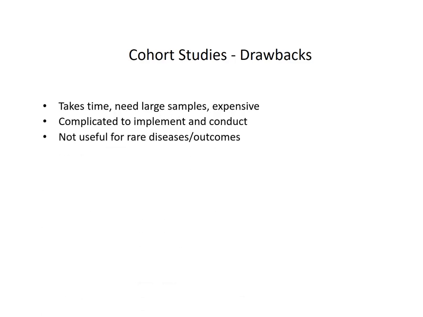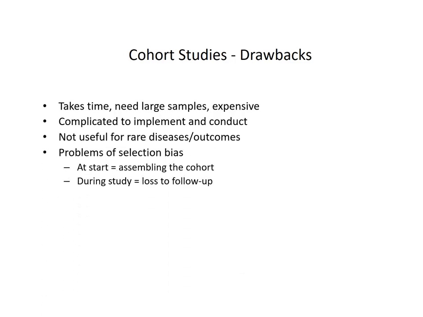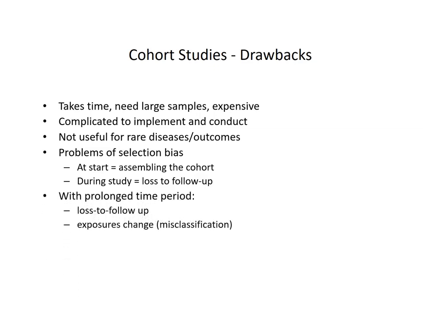not useful for rare disease or outcomes, problems of selection bias at start, assembling the cohort, starting the cohort during the study, loss of follow-up. With a prolonged time period, this will make it risky because there is a loss to follow-up and exposure change, misclassification. Confounding, exposure not assigned at random.